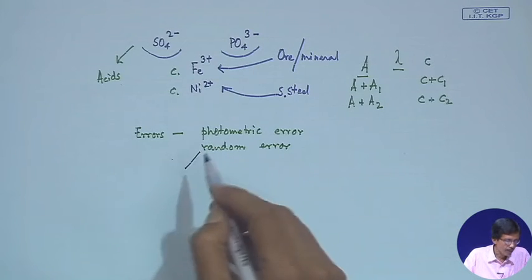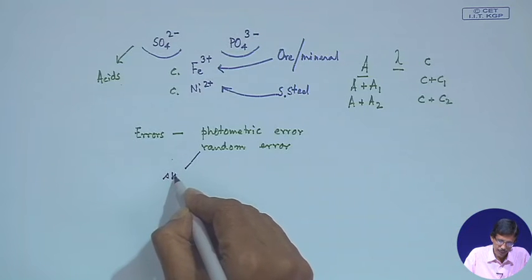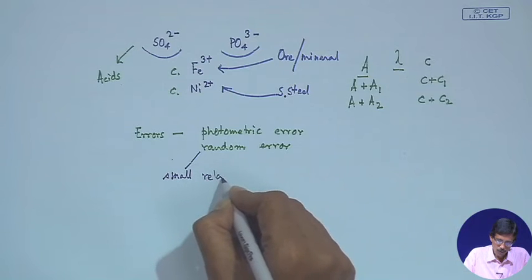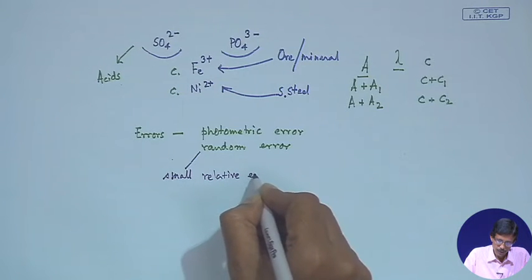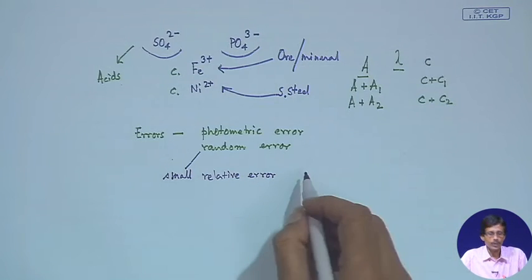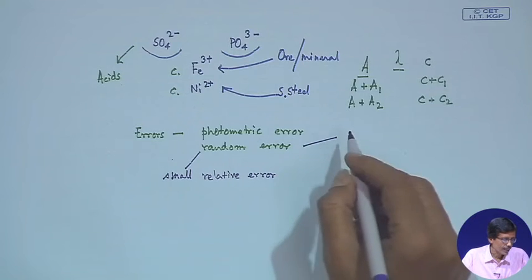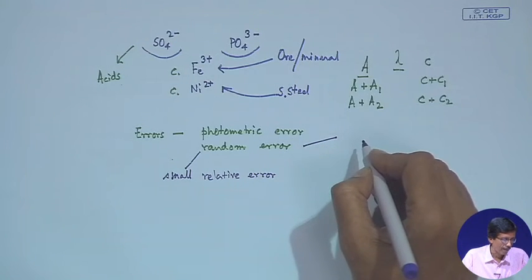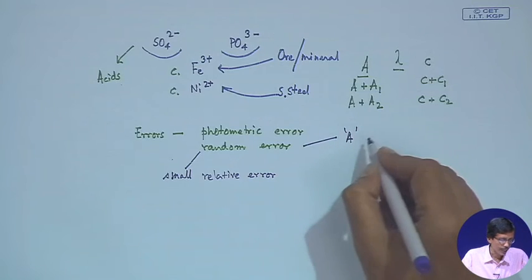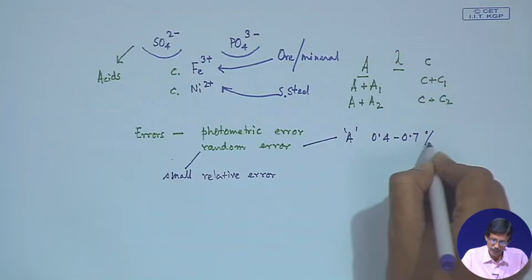So, this random error is very small. It is a small relative error, and it has some relationship with your typical procedure. So, this random error tells us that we can measure the corresponding absorbance value, that means the A value, in the range of 0.4 to 0.7.